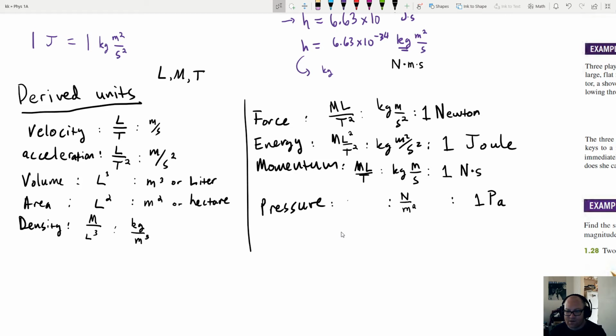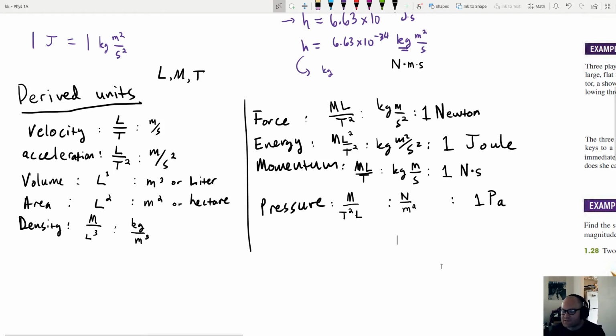So this is going to be mass over time squared, and then you've got another length here. Is that right? Let me see. This is kg meters over seconds squared times meter squared. So you cancel one of these, and that's what you get.